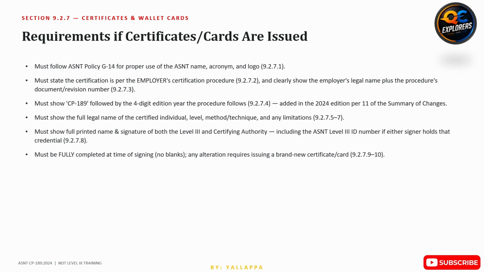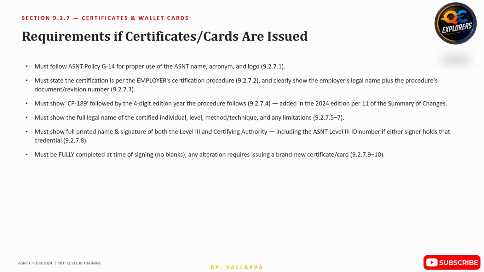One important change introduced in the 2024 edition is that the certificate must display CP-189 followed by the 4-digit edition year of the employer certification procedure. This identifies exactly which edition of the standard the employer follows. The certificate must also include the certified individual's full legal name, certification level, applicable method or technique, and any limitations or restrictions placed on that certification.